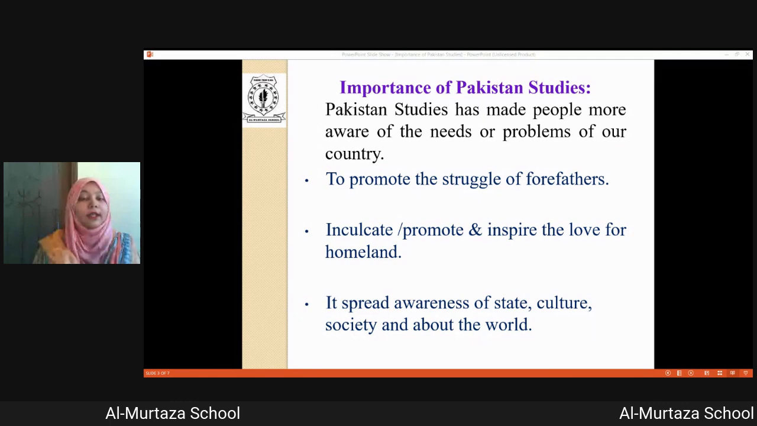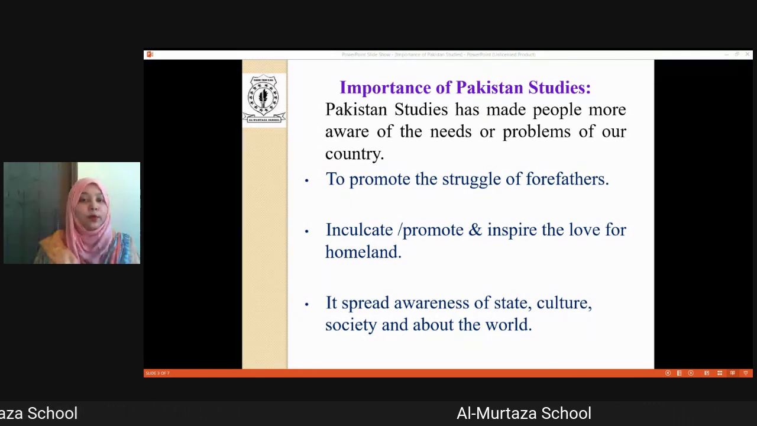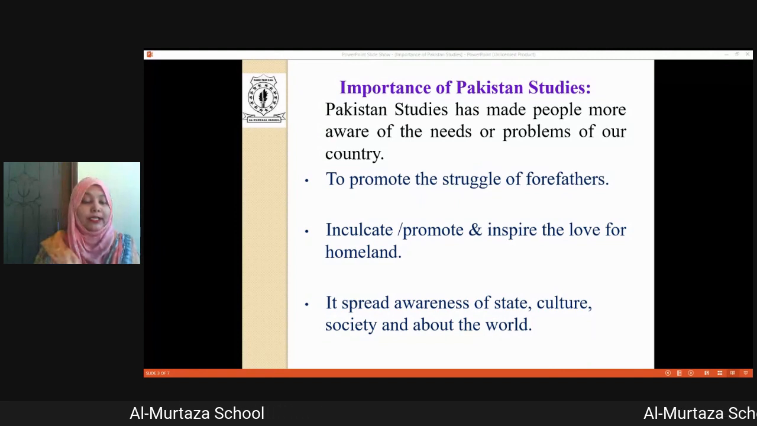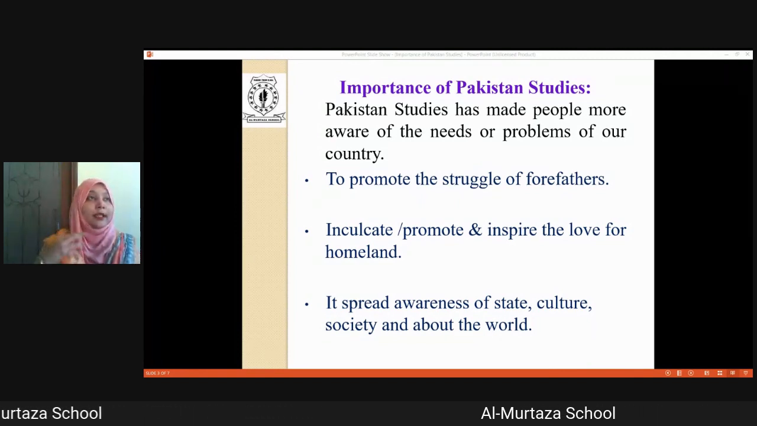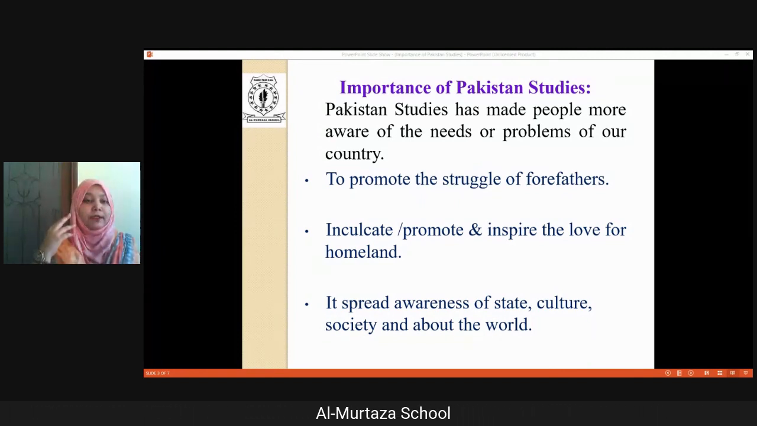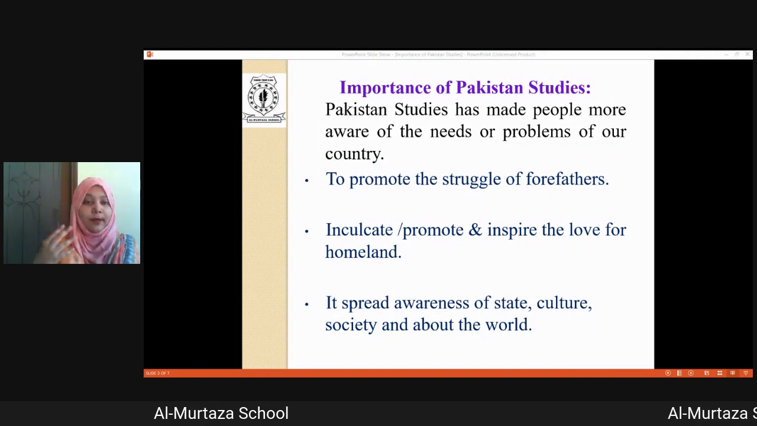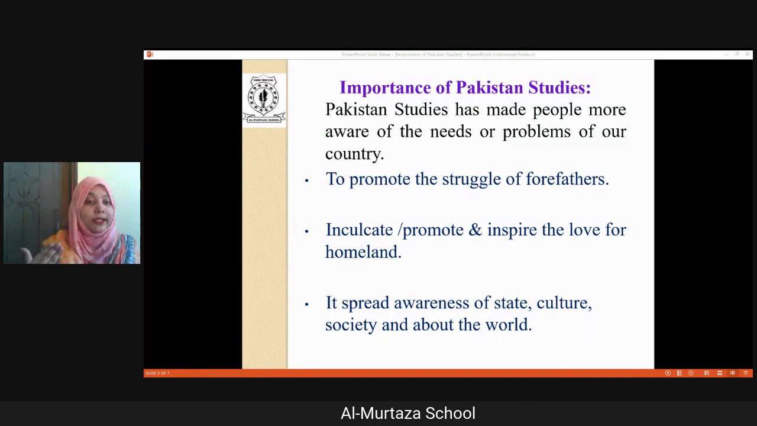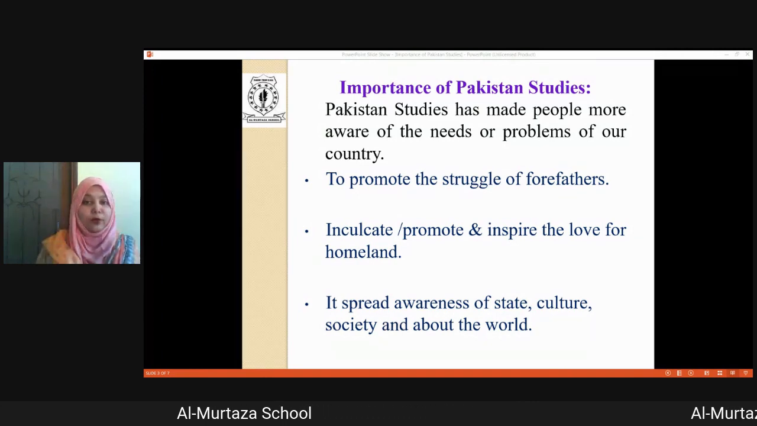Now, Pakistan ideology has made people more aware of the needs or problems of our country. Yes, it is absolutely right. It not only talks about what the ideology is. It actually tells you about the contribution of people, how they have suffered, and how you can make their situation better than before.